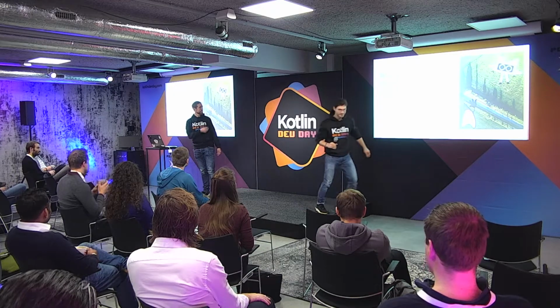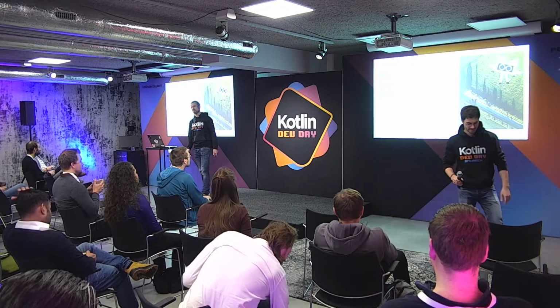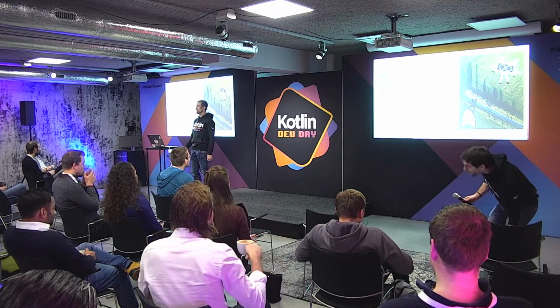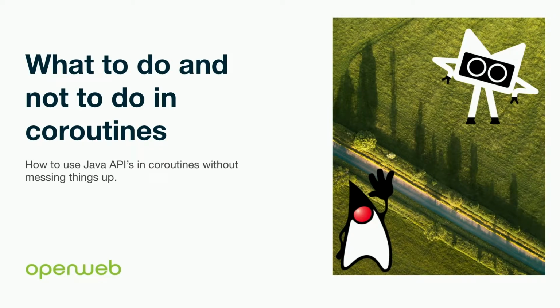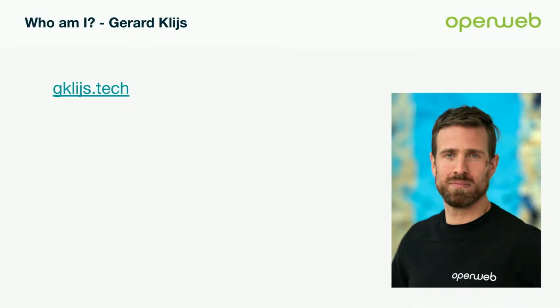Yes, thanks for the introduction. So the subtitle is how to use Java APIs in coroutines without messing things up, because there's a lot of things that can go wrong. Basically, what you should not do in a coroutine is block unnecessarily, but how do you prevent that you're unnecessarily blocking?